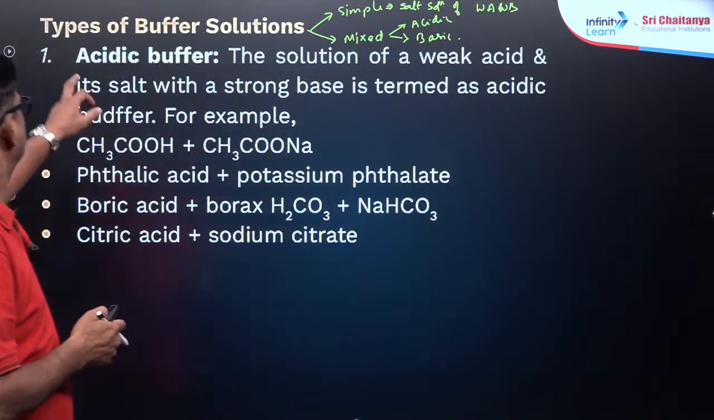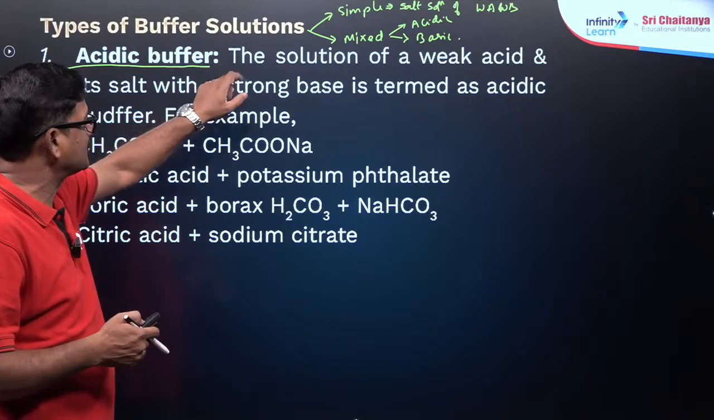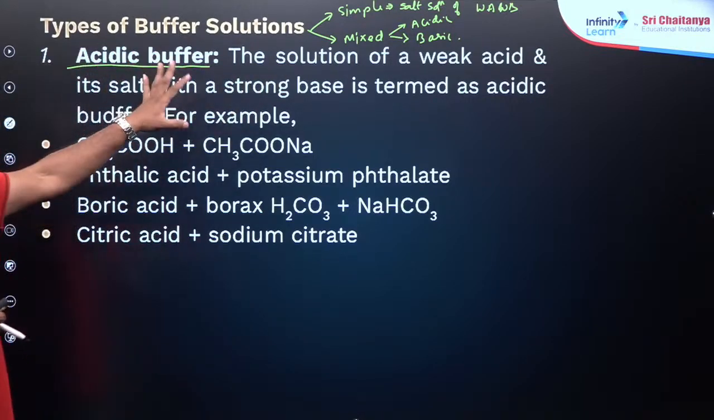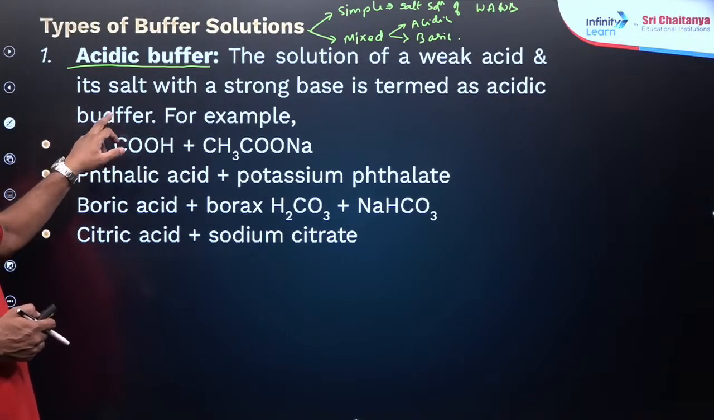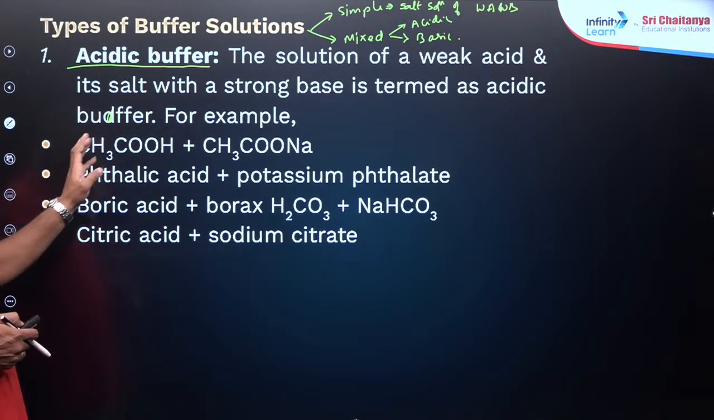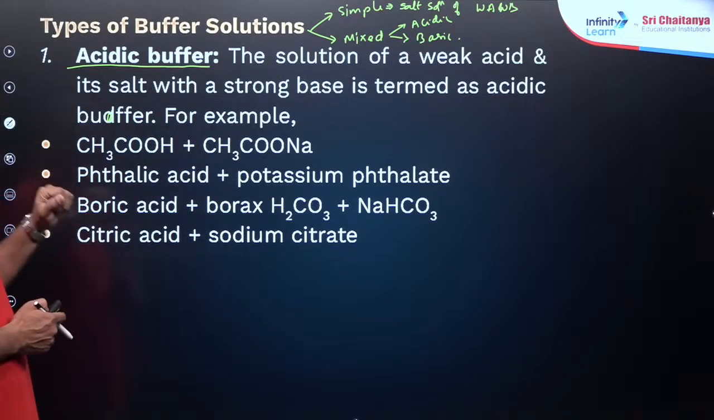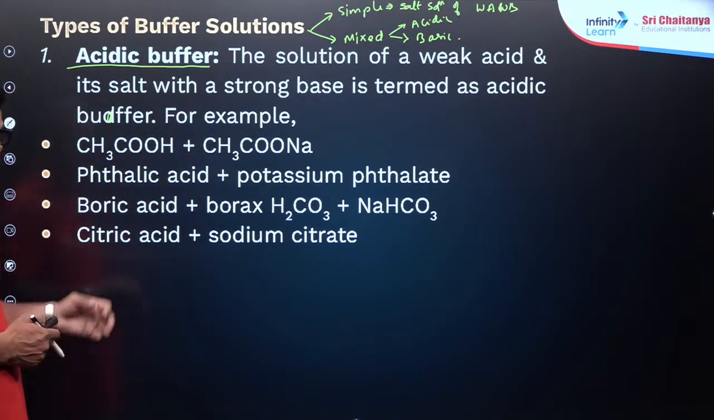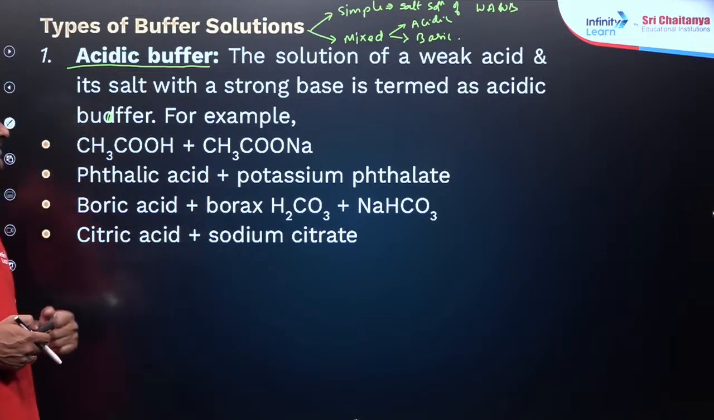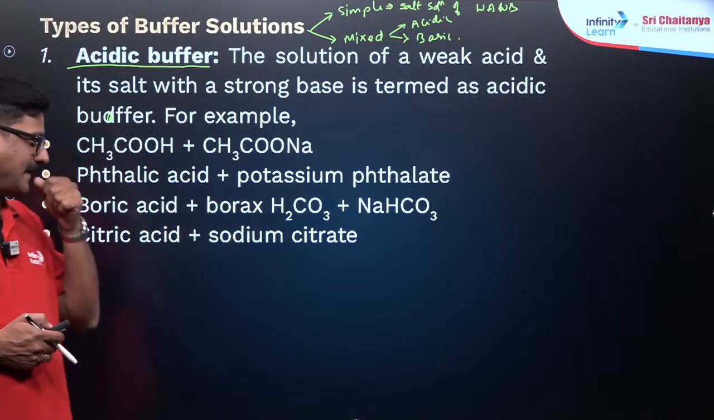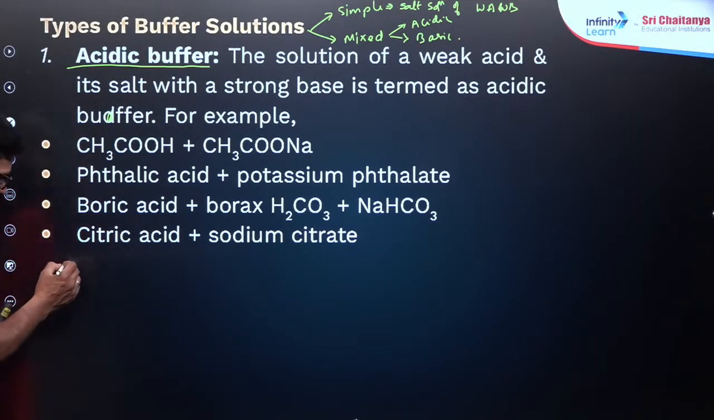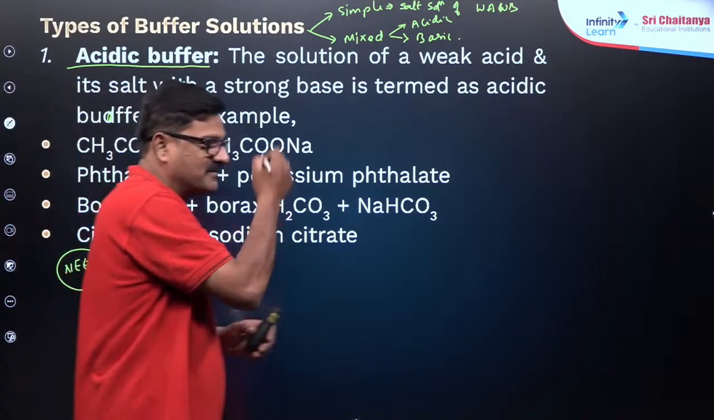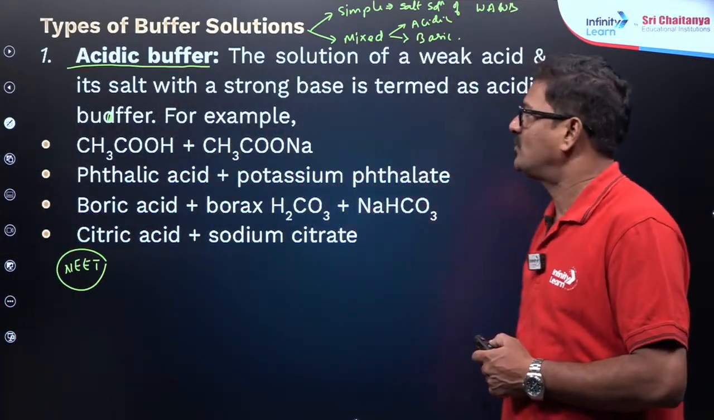Now the pH of the acidic buffer we can calculate. A solution of a weak acid and its salt with a strong base is termed an acidic buffer. For example, acetic acid and sodium acetate, phthalic acid and potassium phthalate, boric acid and borax, and sodium bicarbonate. You have citric acid and sodium citrate. And in the NEET examination, I can guarantee you this. Which of the following acts as a buffer is a very famous question.